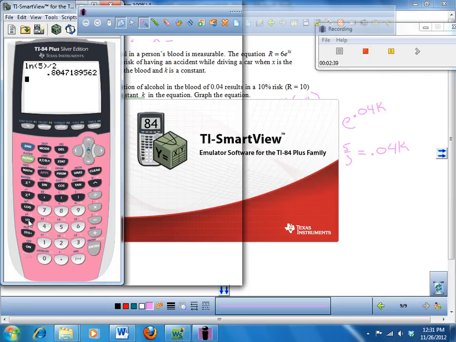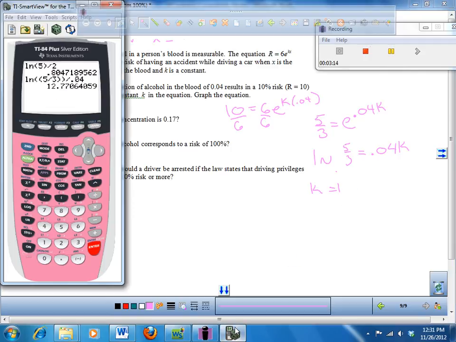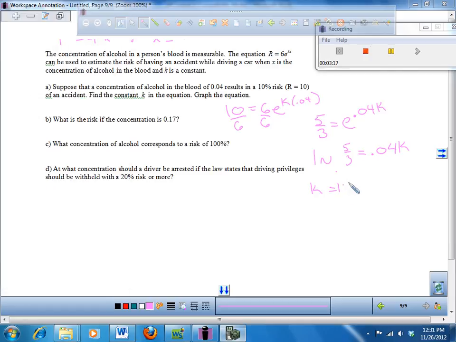So I'm going to go ln of, in parentheses, 5 divided by 3, close that parentheses. You don't need 2 parentheses. Divided by 0.04. And then I get my k. So k in this case is 12.77, right? 12.77.